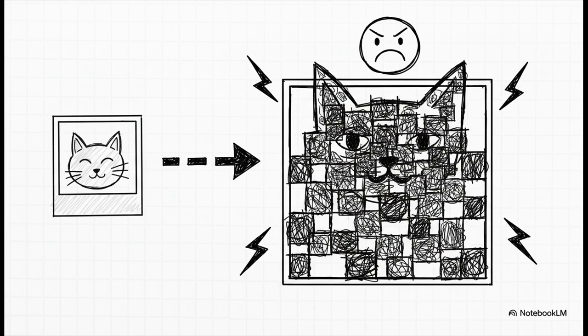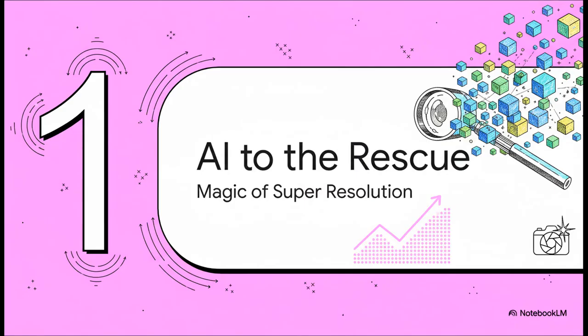See, normal software just stretches the pixels that are already there, which is why it always looks so bad. Okay, but what if instead of just stretching those old pixels, you could intelligently create brand new ones to fill in the gaps? Well, that's where we move from a simple, annoying problem to a really fascinating AI solution. This is where we get into the magic of super resolution.